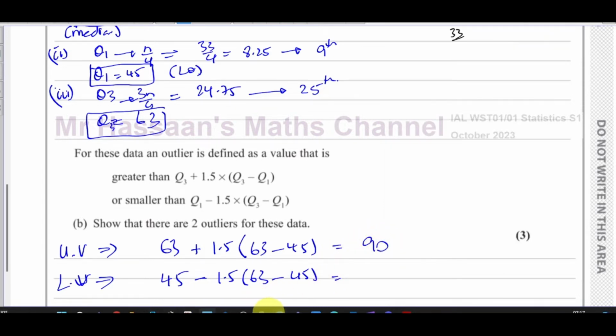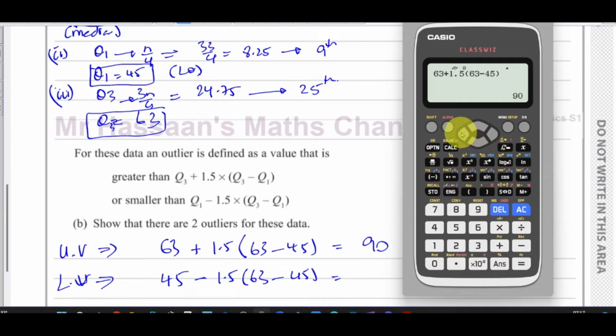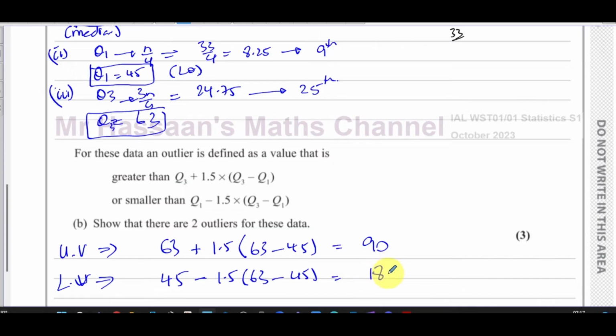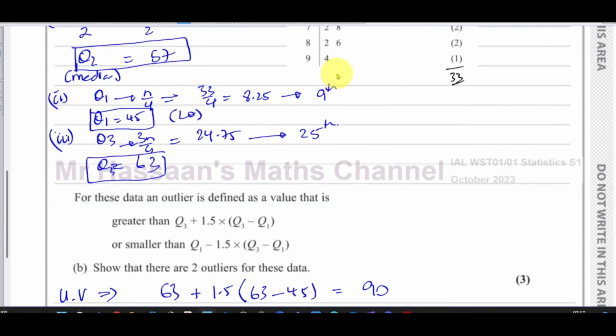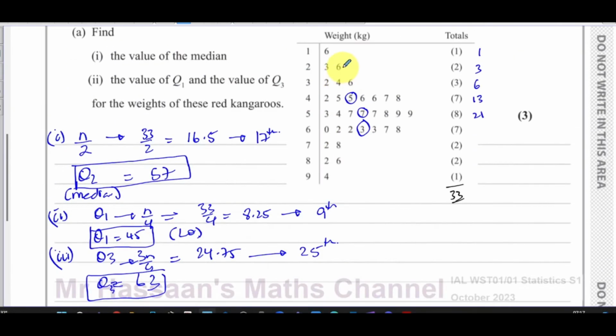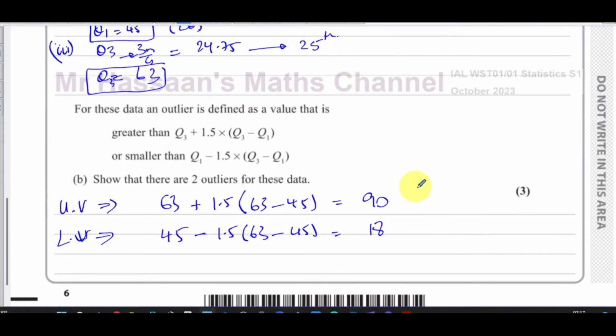And for the lower values, this will be the same, it's just going to be minus. You're going to have 45 minus this answer. That's going to give you 18. So the lower limit is 18. Now, do we have any data values which are less than 18? Yes, we do. So 16 is an outlier. Okay, that's for this one.